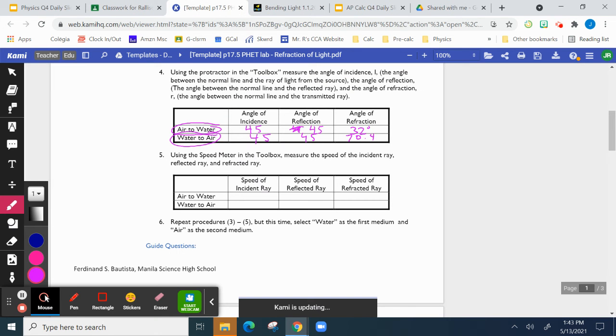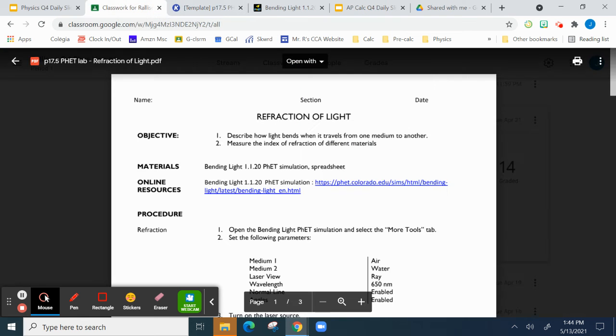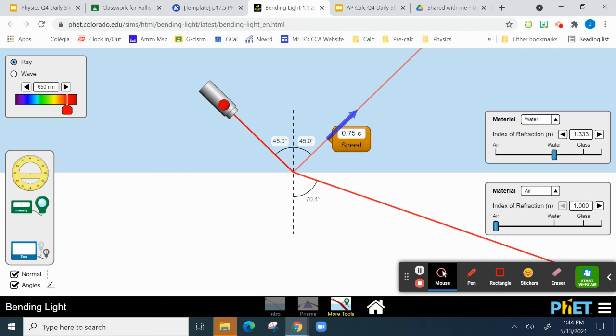So the speed of the incident ray is 0.75 C. The reflected ray is 0.75 C. And the refracted ray, which is refracted into the air, is 1.0 C. Do you think it's going to be the opposite? I think it is, but we'll check it.